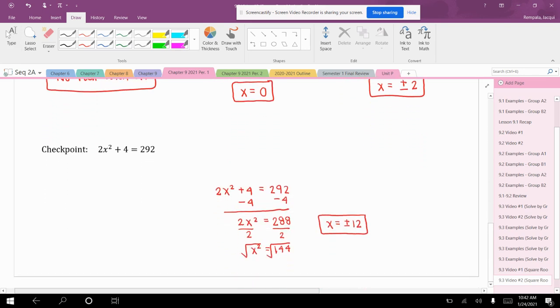So hopefully you paused the video and you noticed that, hey, I've got to move the 4 first. So subtract that, you get 288 on the right. We also have to move the 2 by dividing. That gives you x squared equals 144. Now the x squared is isolated by itself. When I take the square root, I have 2 answers, both a positive as well as a negative 12.